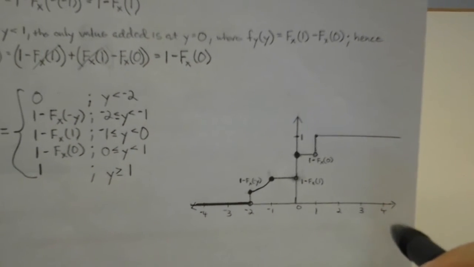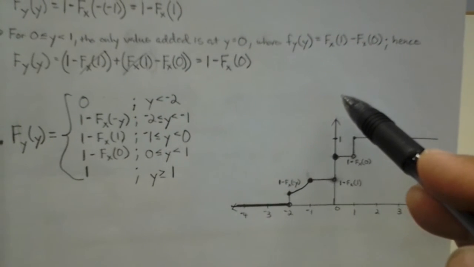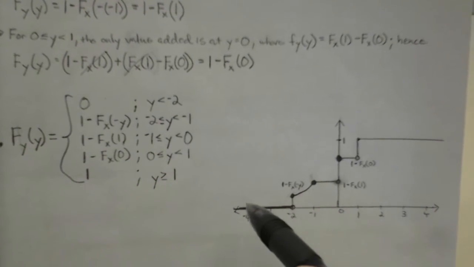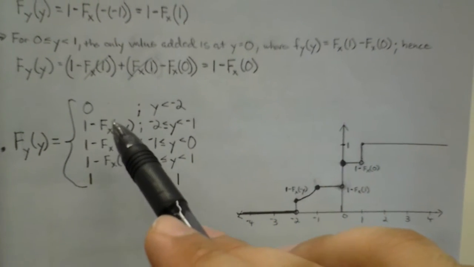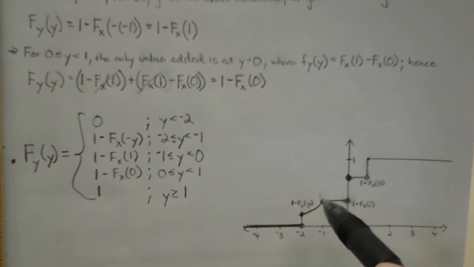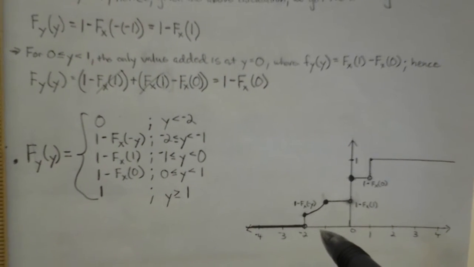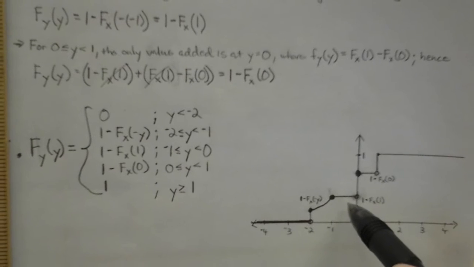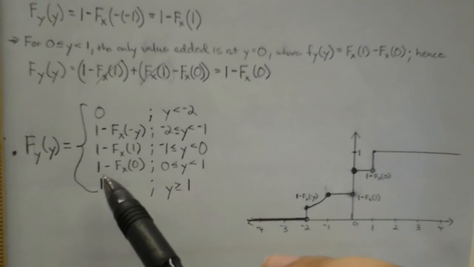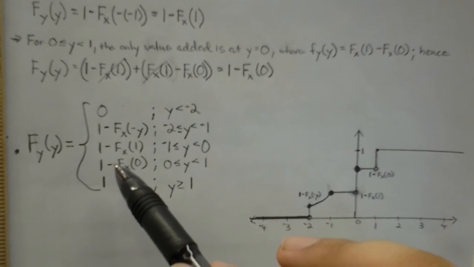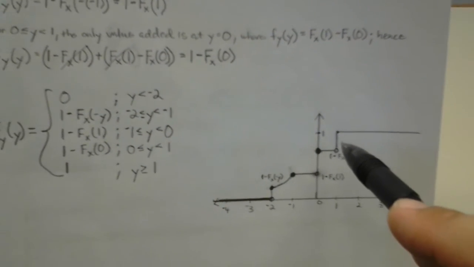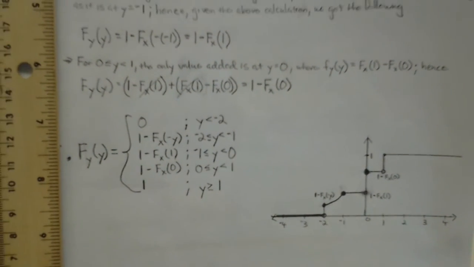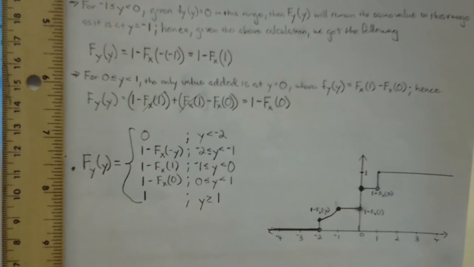As we can see, this is going to be the y-axis. This is, sorry, I didn't label it, big F of y. As you can see, for y less than negative 2, it's 0. Then we have a jump. This term is defined by this curve right here from negative 2 to negative 1. Then we have a constant corresponding to 1 minus big F of x at 1. We have a jump, and this line corresponds to 1 minus big F of x at 0. And then we have a final jump to the value of 1, and then it's 1 furthermore. Hence our derivation of big F of y and little f of y.